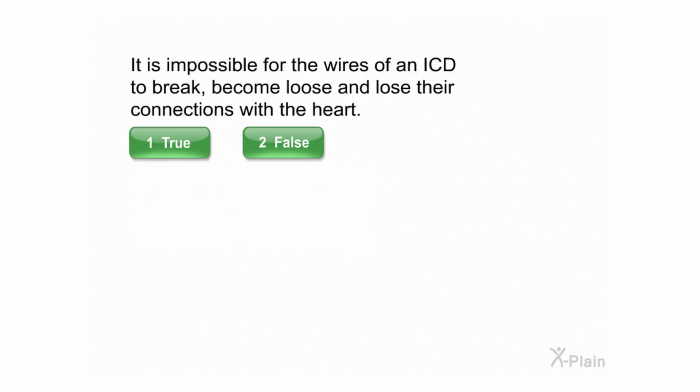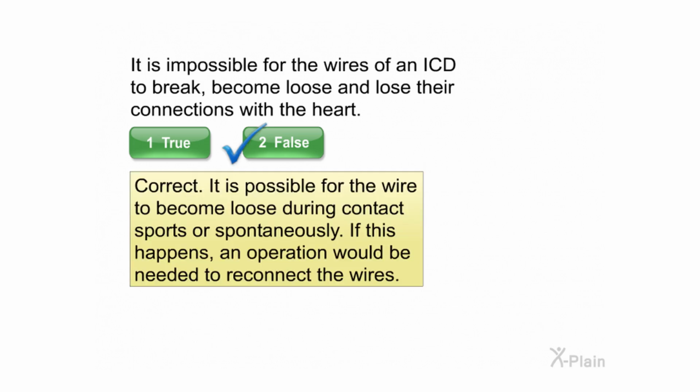It is impossible for the wires of an ICD to break, become loose, and lose their connections with the heart. Select true or false. Correct. It is possible for the wire to become loose during contact sports or spontaneously. If this happens, an operation would be needed to reconnect the wires.